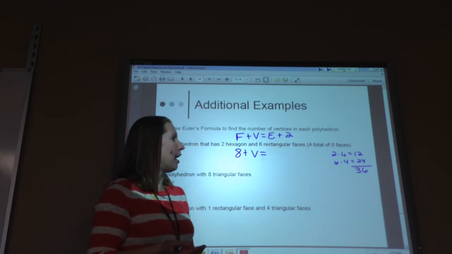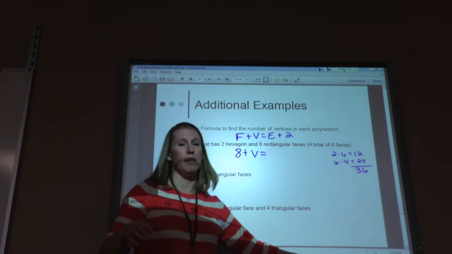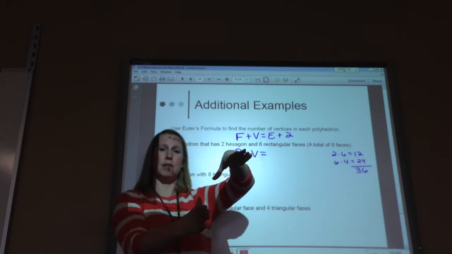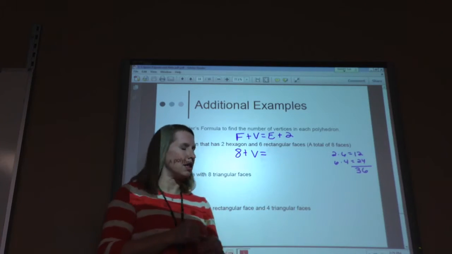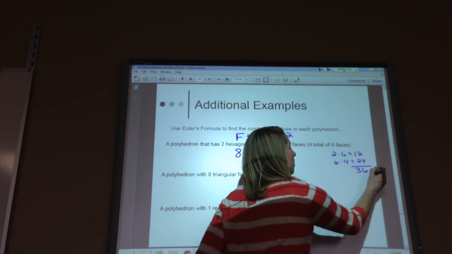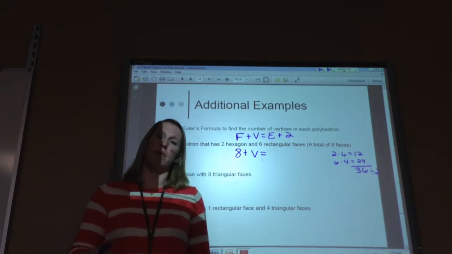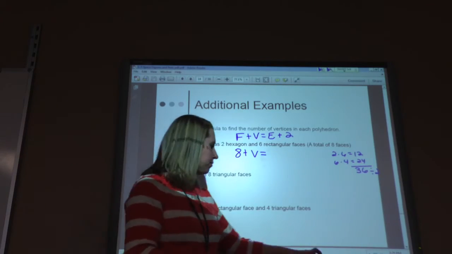However, if you build a polyhedron, when 2 edges come together, it makes 1 edge. So I have to take that 36 and divide it by 2, and then that's going to give me my number of edges.